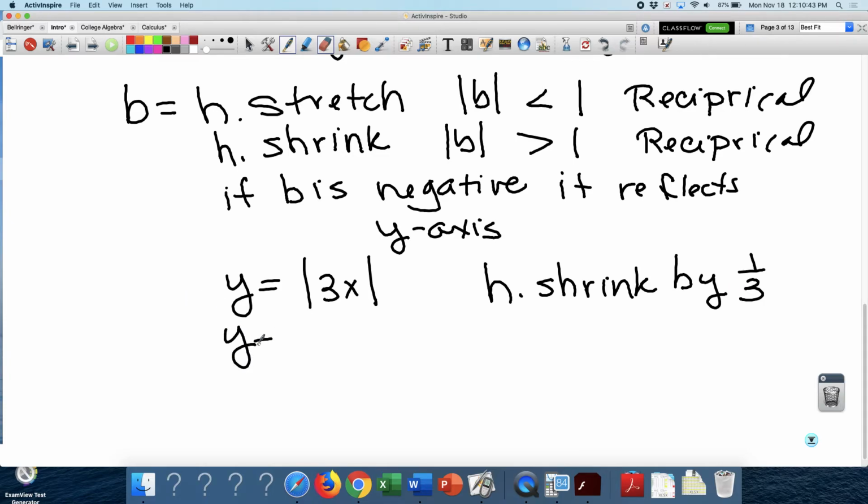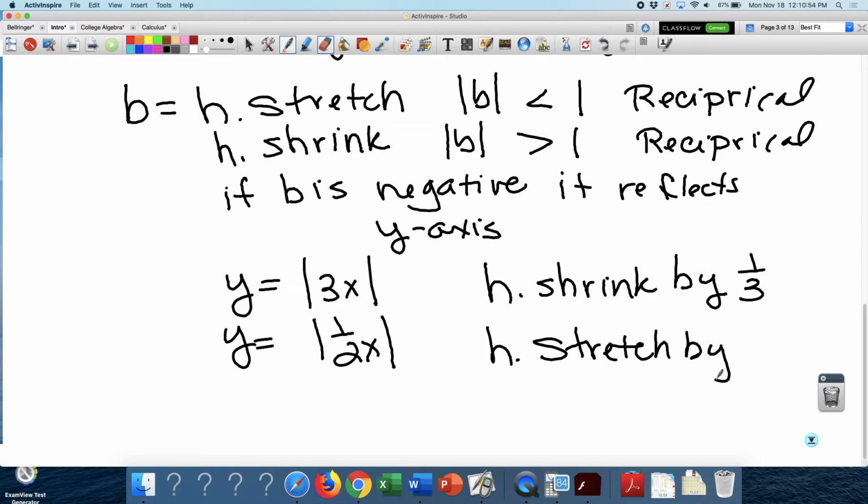Watch. That's why I said reciprocal. Horizontal stretch by 2. When we do an absolute value, this is the opposite of the first one. Why did you change it? The 3 is inside. The difference is this one's inside the grouping mechanism, and so that means it's a shrink. It's a vertical change when it's in front, and it's a horizontal change when it's inside.